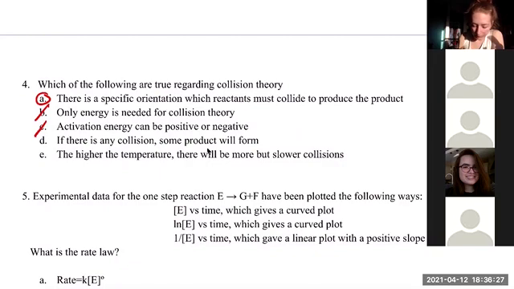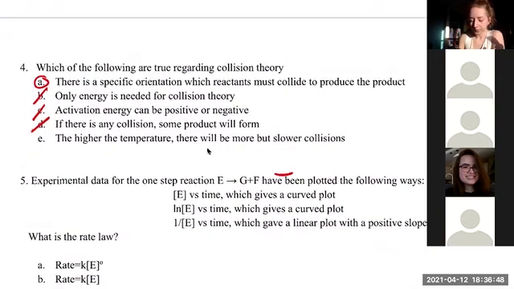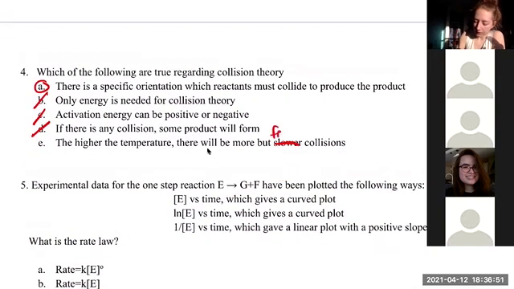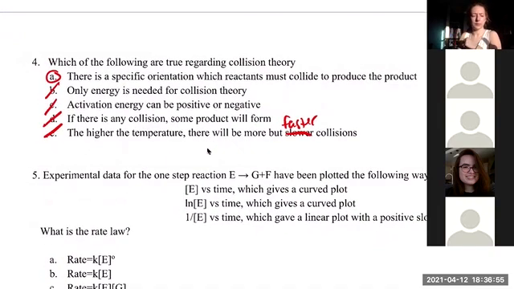And D is saying if there is any collision, some product will form. We talked about how we need the proper molecules, the proper energy, and the proper orientation. So that is not true. And the last one is saying the higher the temperature, there will be more but slower collisions. There will be more but faster collisions. So that'll be false as well. Any questions on this one?